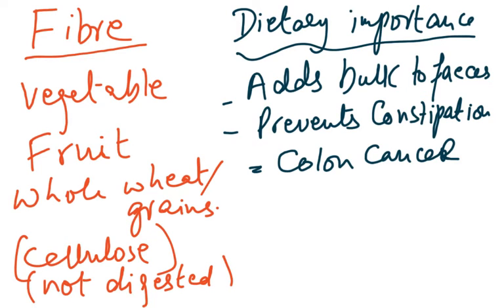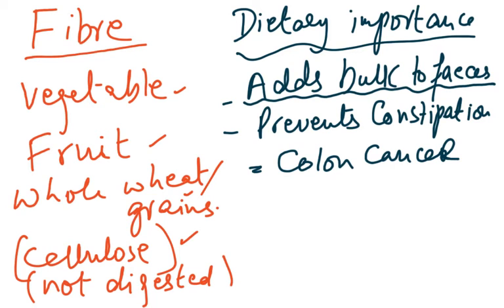Then coming to fiber, which we have in our diet, which is absolutely essential for us and very good for us. It is present in vegetables and fruit and whole wheat grains, or any other whole grains like brown rice. What is present in it is cellulose, and this cellulose cannot be digested. So if it is not digested, the importance is that it adds bulk to feces.